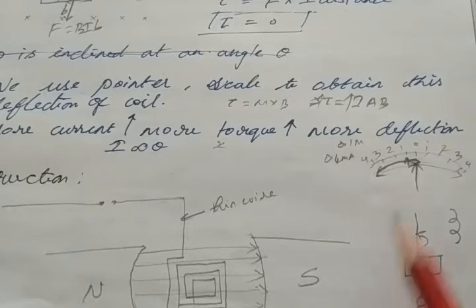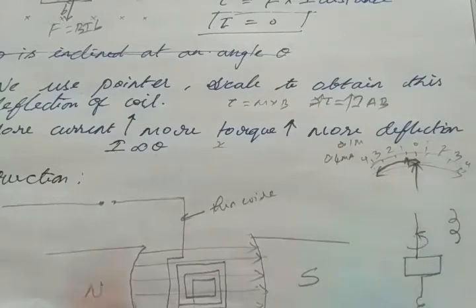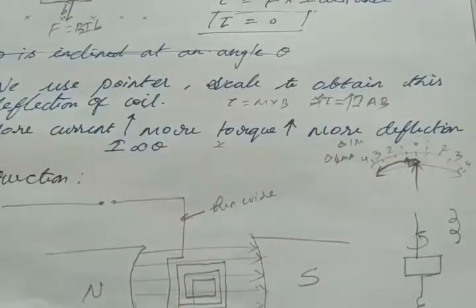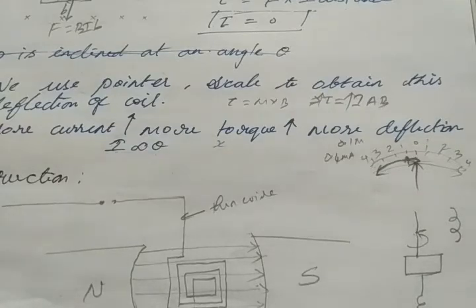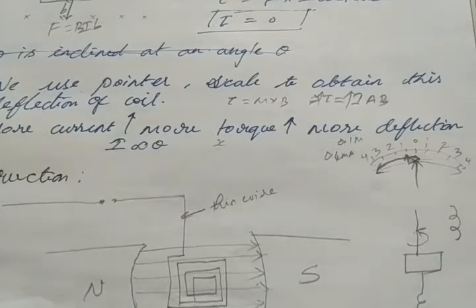So in order to keep the pointer in its mean position, some torque is acting on the pointer. That torque is known as restoring torque. Without restoring torque, the pointer cannot go to its mean position. Similarly, without the restoring torque stored in the spring, the door cannot close on its own. Because of this restoring torque, when we open the door and take our hand away, the door will close automatically. So here also the same thing happens.